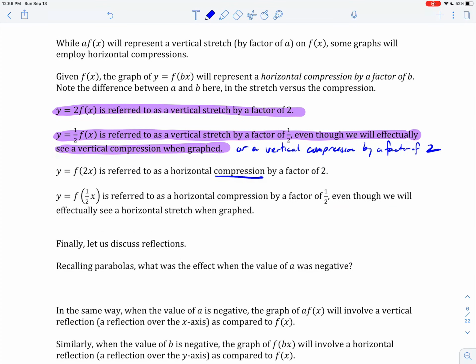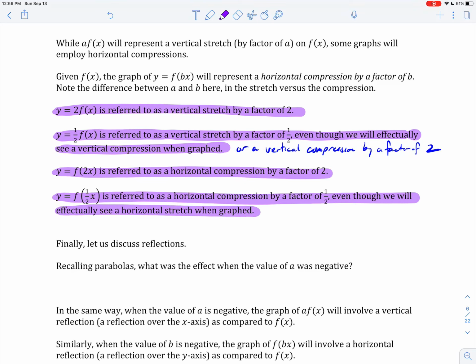And similarly, when we see half of x, where we'd expect that to make things smaller, it actually stretches things out. So we could still phrase it as a horizontal compression, but we would really see a stretch happen. So we could say that there's a horizontal stretch.